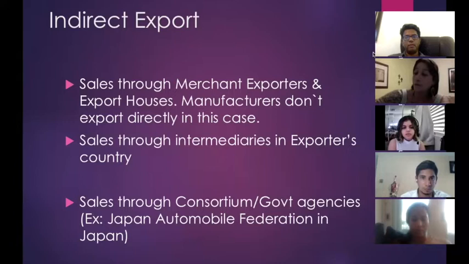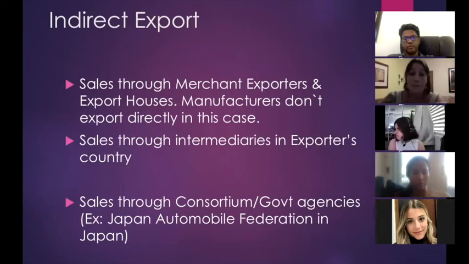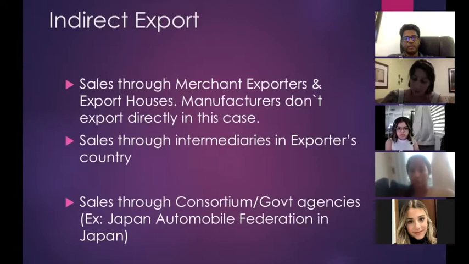Okay, another example for indirect export is sales through consortium, like government agencies and so on. All these types of exports can be called indirect export. The first one I explained is sale through merchant exporters. Merchant exporters are involved in indirect export because they do not manufacture the item. They buy from manufacturers and export it. So that can be called indirect export. And sale through consortium or government agencies can also be called indirect export.